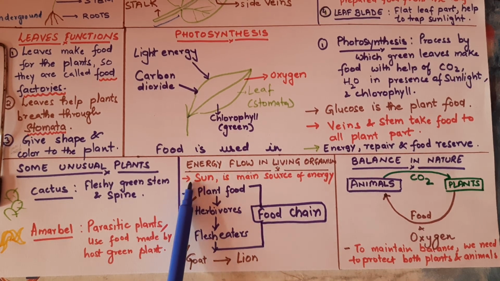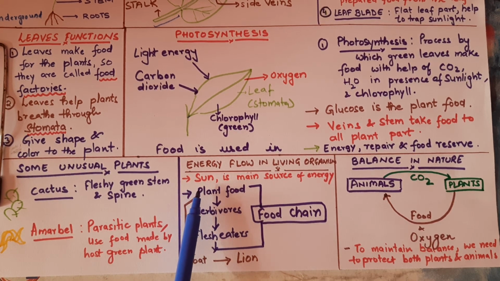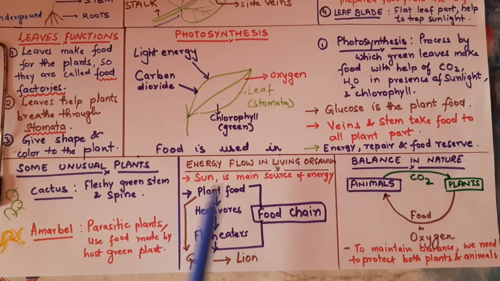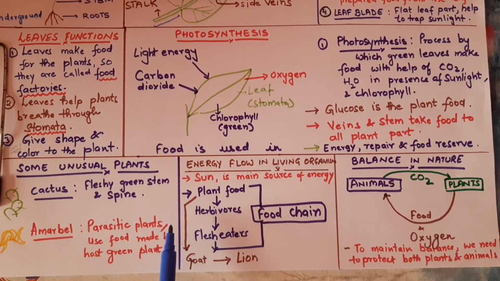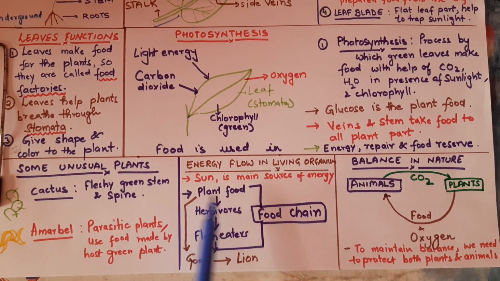So the sun will provide the energy. By using sun energy, the plant will take carbon dioxide and water, and in the presence of chlorophyll, it will synthesize the plant food, that is glucose. Now the food has been synthesized, the plant is ready and very green, performing well. Now herbivores are those animals that eat plants or herbs, like cow, goat, etc. They will feed on the plant food. They will graze the grass or eat the leaves.